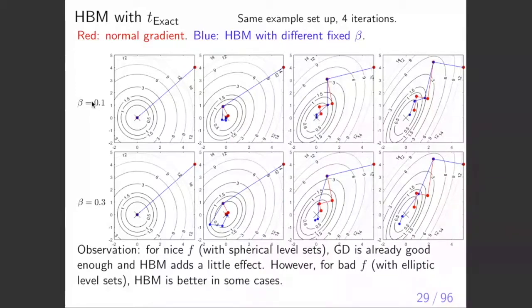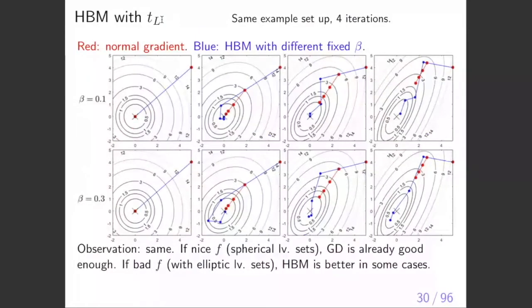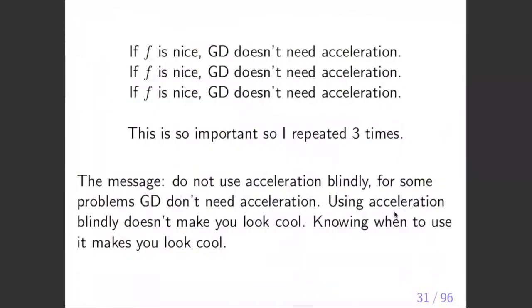And this is for beta equal to 0.1, and this is for beta equal to 0.3. You can see they both work. And now with Lipschitz constant step size, you see something similar. Here is a very important message: if f is nice, gradient descent doesn't need acceleration.